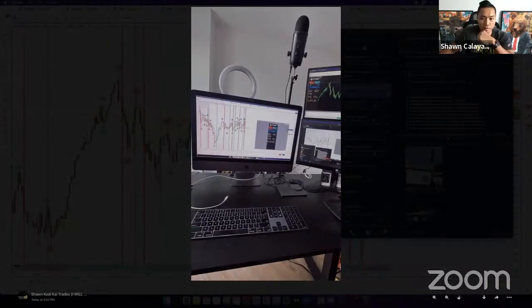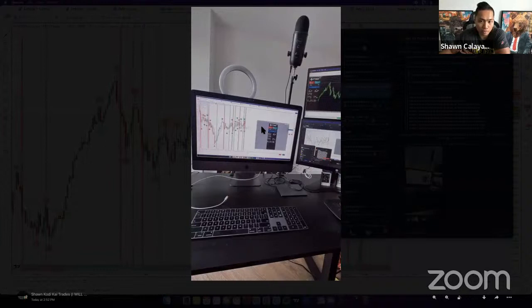Here's my setup. A lot of you guys are wondering what my setup looks like. I have a very basic setup. I have my main screen over here with just the charts. This is a 27-inch screen. It looks small in this picture, but it's actually pretty huge. It covers a big area of my screen.